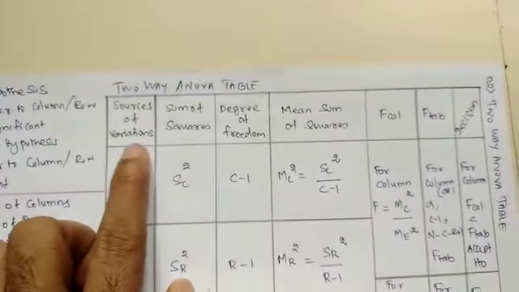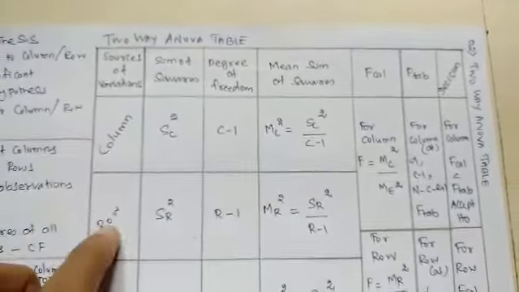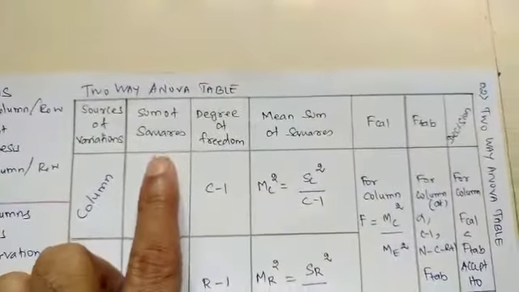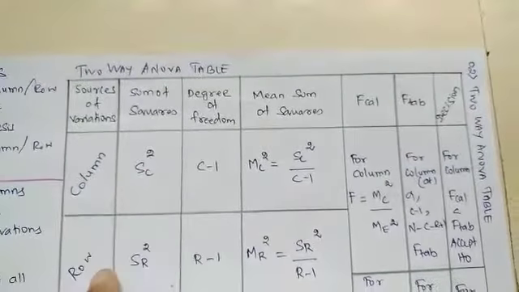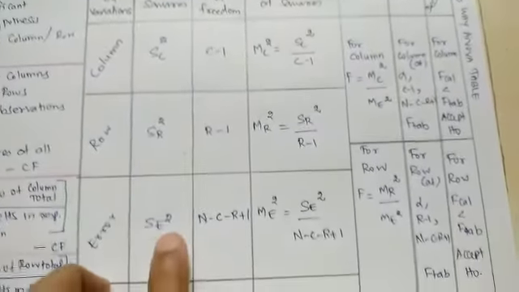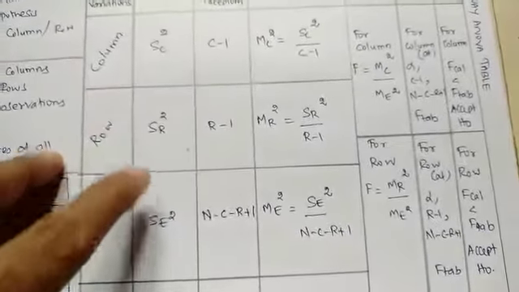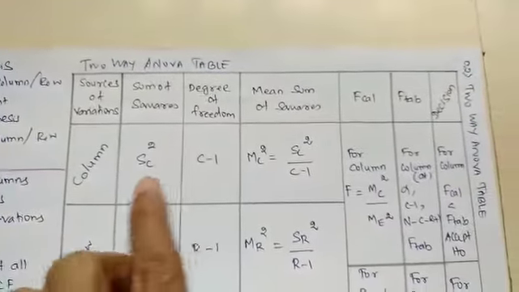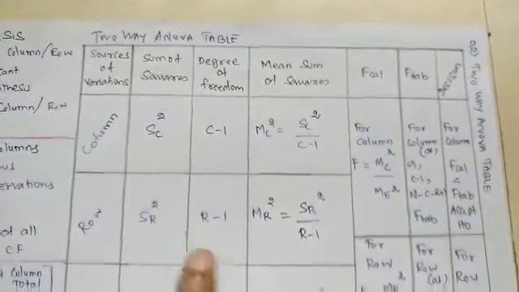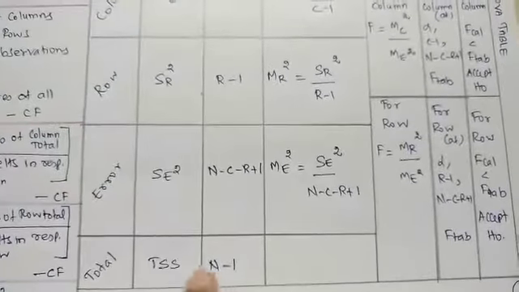So as usual, what is the source of variation? Column, row, error, and then total. Next one will be sum of squares. What is sum of squares? For column SC square, for row it is SR square, for error it is SE square, for total it is TSS. SC square plus SR square plus SE square will be TSS. And then degree of freedom. Degree of freedom for column is C minus 1, for row it is R minus 1, for error it is N minus C minus R plus 1, for total N minus 1. Just we are finding, but we are not going to use this.